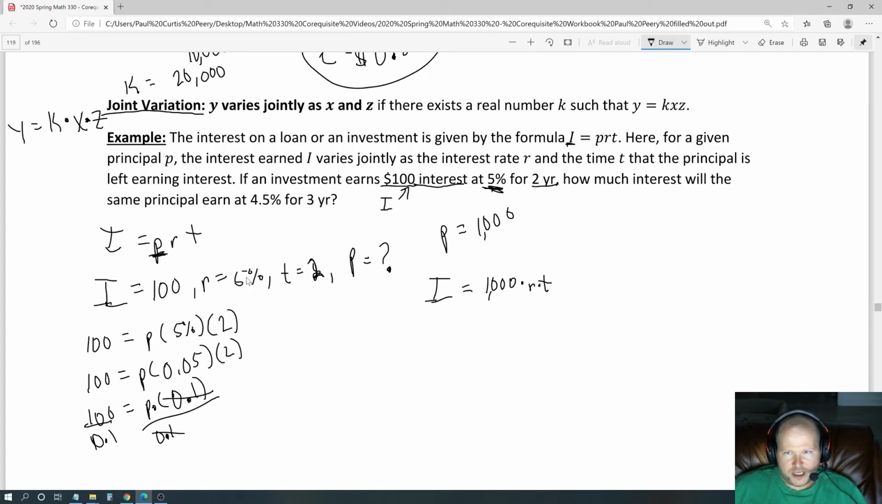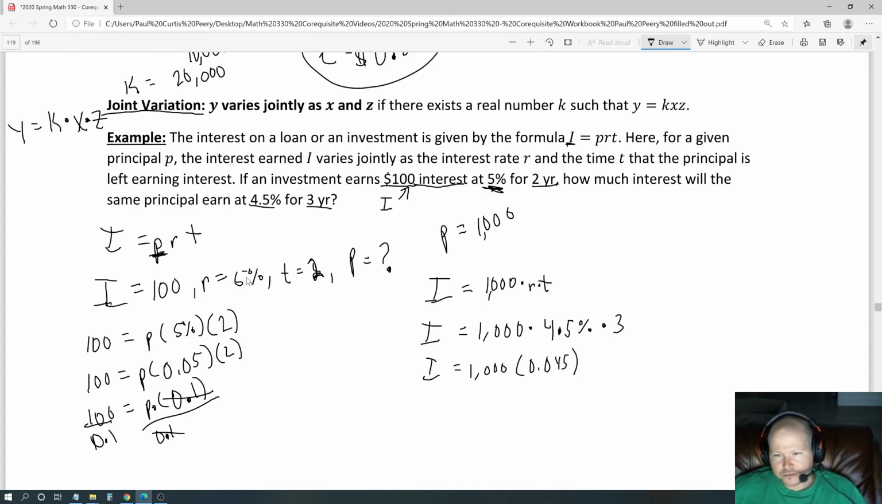Okay, so this is a different one. We're trying to find the interest, but now we have 4.5% for 3 years. Okay, cool. So now we're trying to find I, which is equal to 1,000 multiplied by R, which is 4.5%, multiplied by how many years? 3 years. Okay, cool. I is equal to 1,000 times 4.5%, which is 0.045. To convert from percent to decimal, you divide by 100 and get rid of the percentage sign. Or just move the decimal point over to the left 2 places. And then I multiply that by 3.